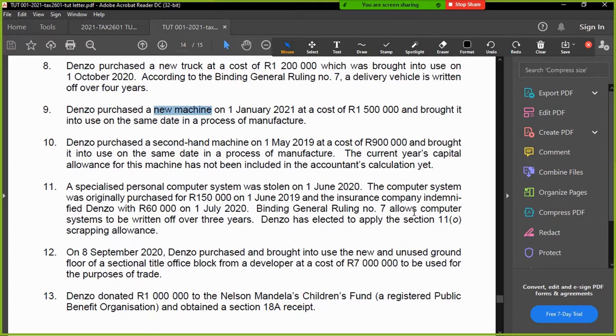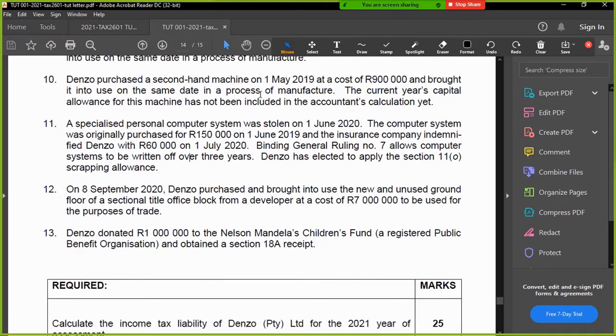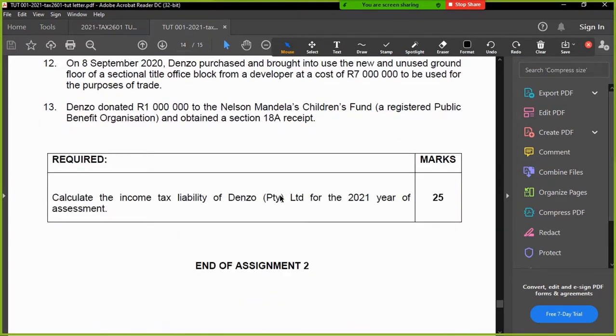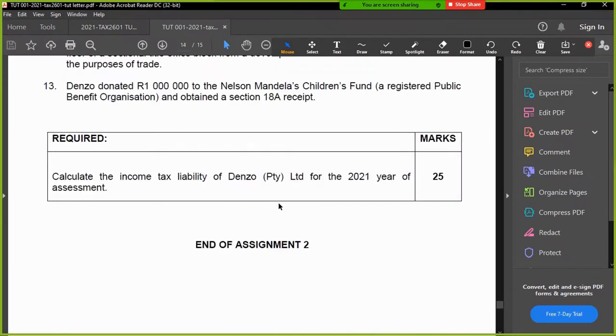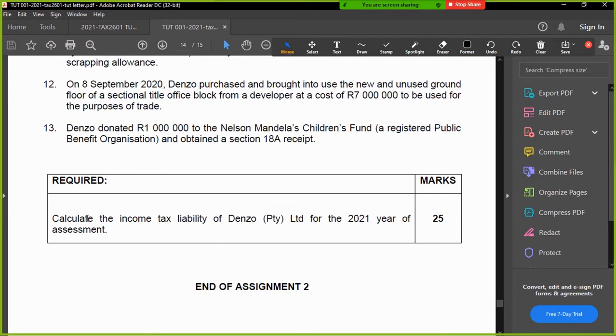Here's some wear and tear, writing it off over 3 years. Section 11, scrapping allowance. Yeah, this is all normal deductions. And that's it. Okay, short and sweet. So I think for next week, try do assignment 2. It looks very short. It's just one calculation looking at deductions, working out income tax liability for a company.